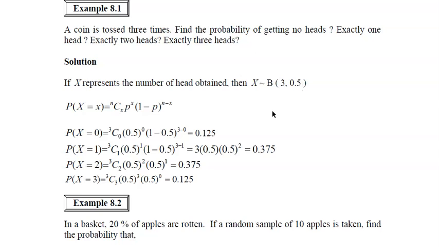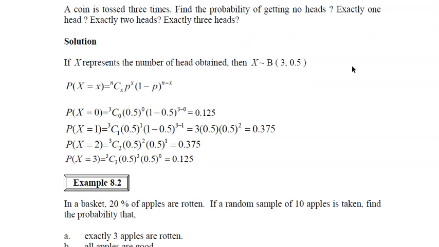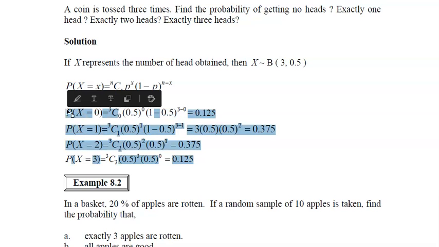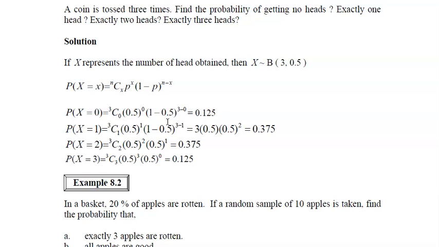Why? Because 1 out of 2 will be no heads, and 1 out of 2 will be heads. So we can answer it: the probability of getting no heads is X equal to 0, so this is your answer. Exactly 1 head, X equal to 1, so this is your answer. X equal to 2, exactly 2 heads, and X equal to 3, exactly 3 heads. What I want to advise for 8.1 is please try using your calculator. Please do practice using your calculator.